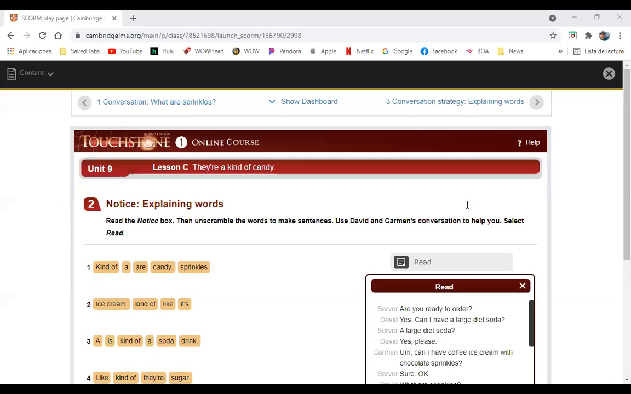So we are not going to be working in this lesson today. Okay, let's start with some exercises. Can you see the screen? All right. So explaining words, that's the topic today. Explaining words, to explain words.